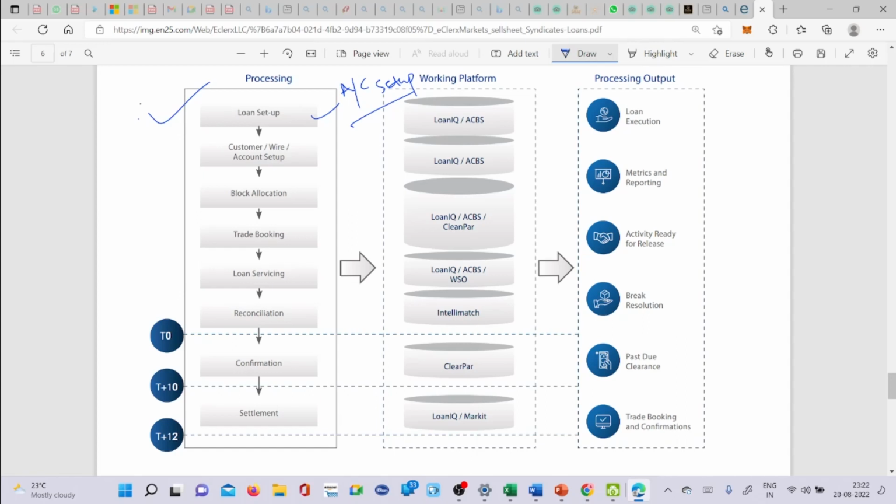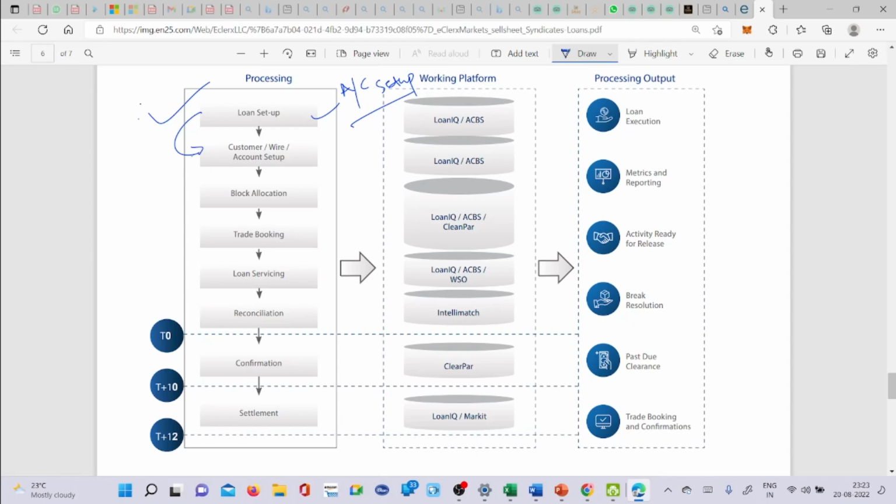So as a processor, or maybe the trade processing team or settlement team, you can process the trades in your system, right? So here is the process: customer wire or account setup, right? Loan setup, then account setup or customer wire payment setup, which you can set up.